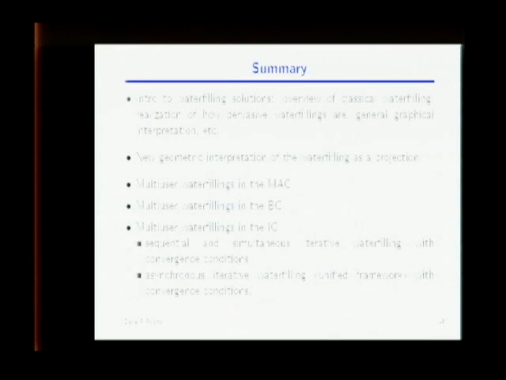And then this is the second part of the talk. We talked about the role of waterfilling in the interference channel. We saw the sequential and simultaneous waterfillings, and we gave conditions for convergence. And then we saw the asynchronous, which is like a unified framework of algorithms, and we gave the conditions.